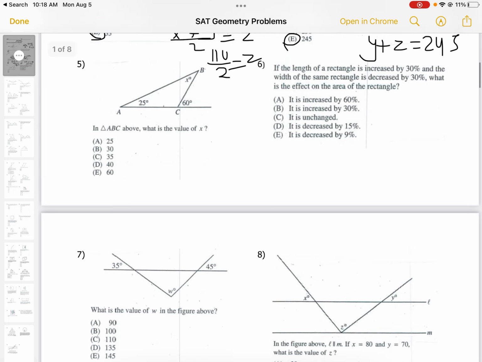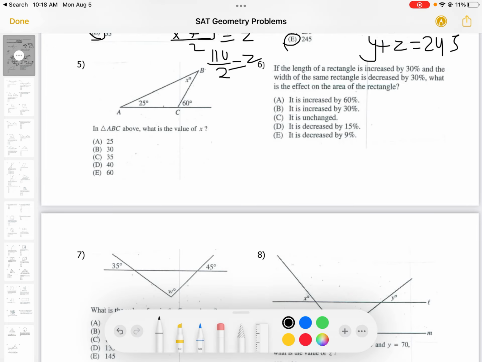In triangle ABC above, what's the value of x? Okay, so here we just apply something called the exterior angle theorem, right? So if you have a line that's extended from one of the sides of the triangle, the angle formed with that extended line and the closest side, which is BC, is equal to the sum of the two angles opposite this angle. So the two angles opposite this angle are that angle and that angle. So from this theorem, we know 25 plus x equals 60. So x is 35. Alright, we move on.